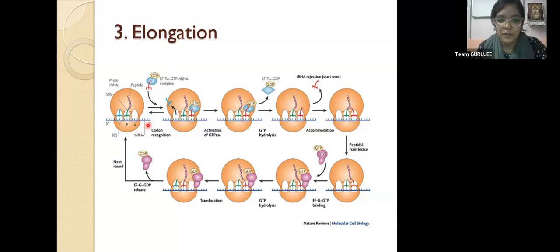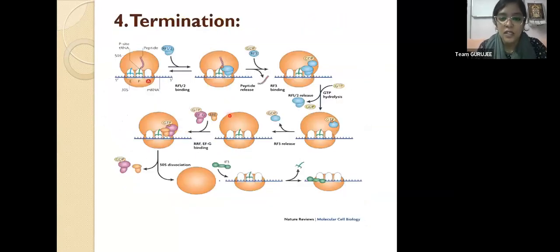The last one is the termination process. As I told you, this process will happen until a stop codon arises. The stop codons are UAA, UAG, and UGA. If any of these three comes, the process will stop and termination will happen. Once termination has happened, the peptide, that is the protein chain, will detach from the ribosome complex with the help of releasing factors.